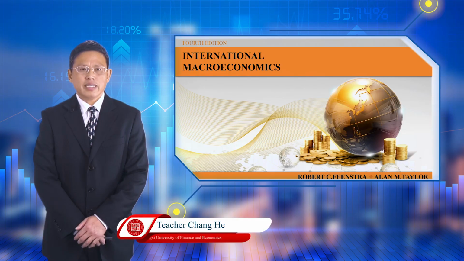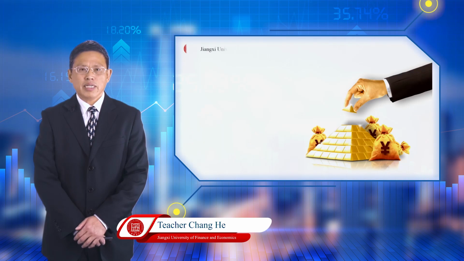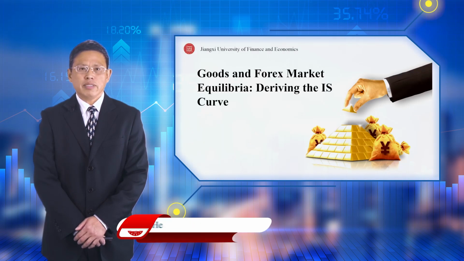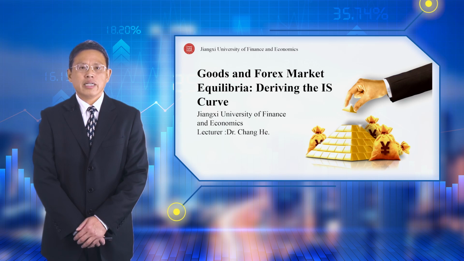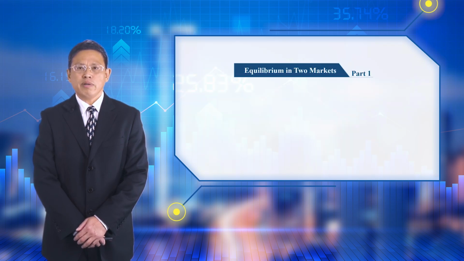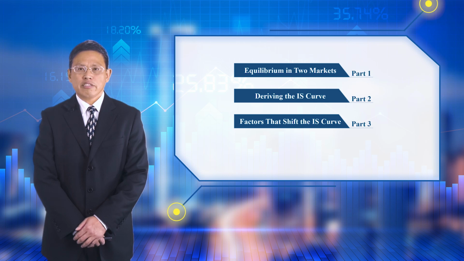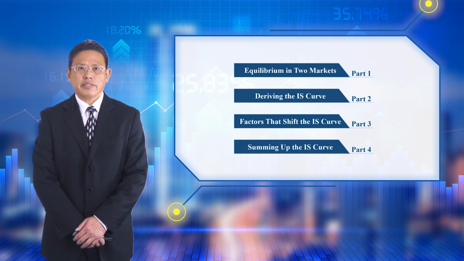Hello everyone, today we will learn 7.3 Goods and Foreign Exchange Market Equilibria, deriving the IS curve. It includes: 1. Equilibrium in two markets, 2. Deriving the IS curve, 3. Factors that shift the IS curve, 4. Summing up the IS curve.